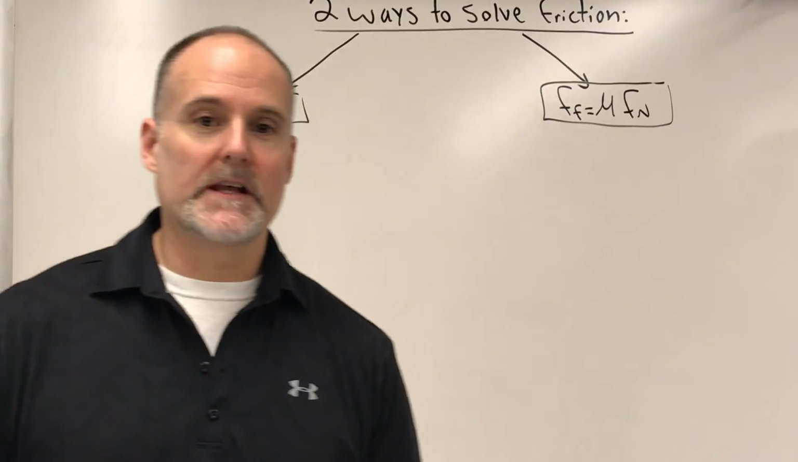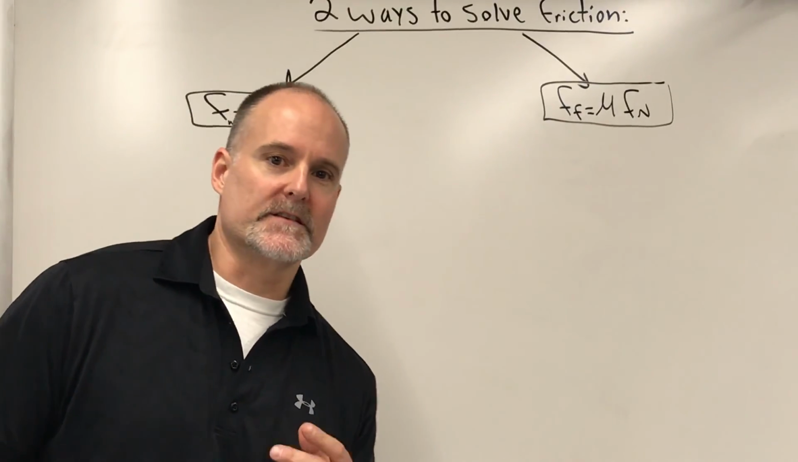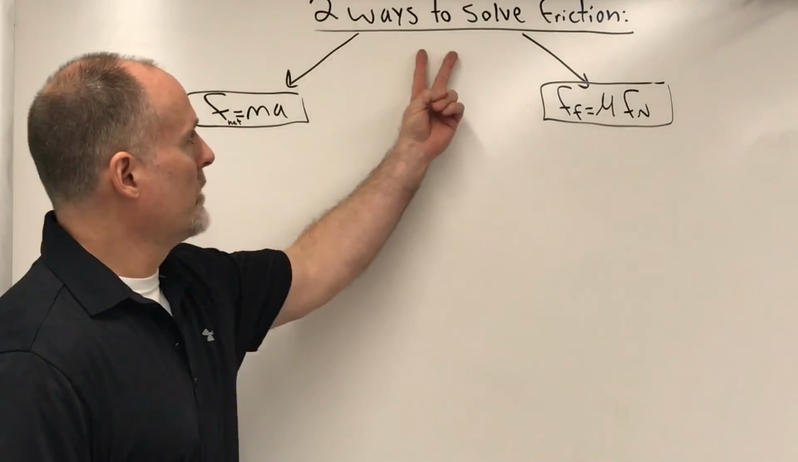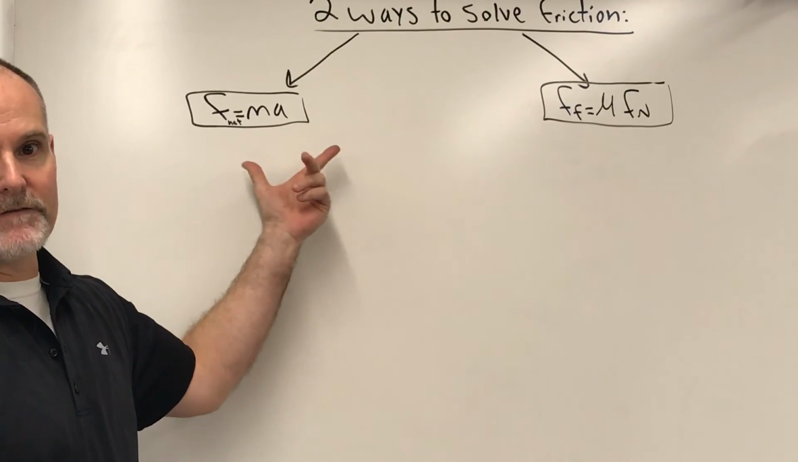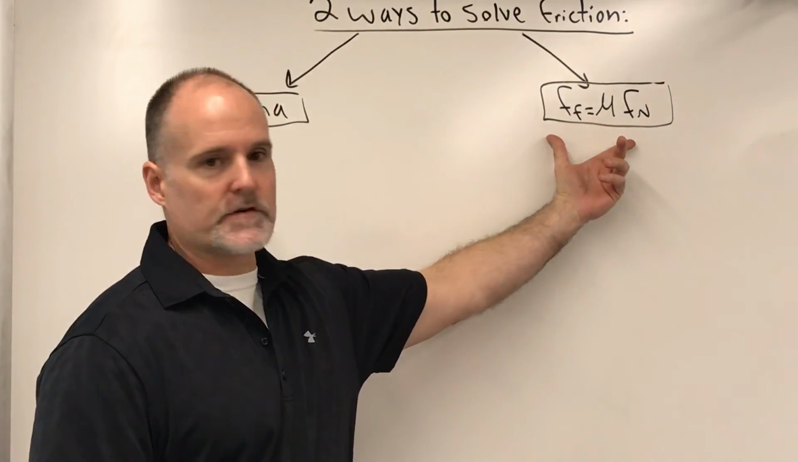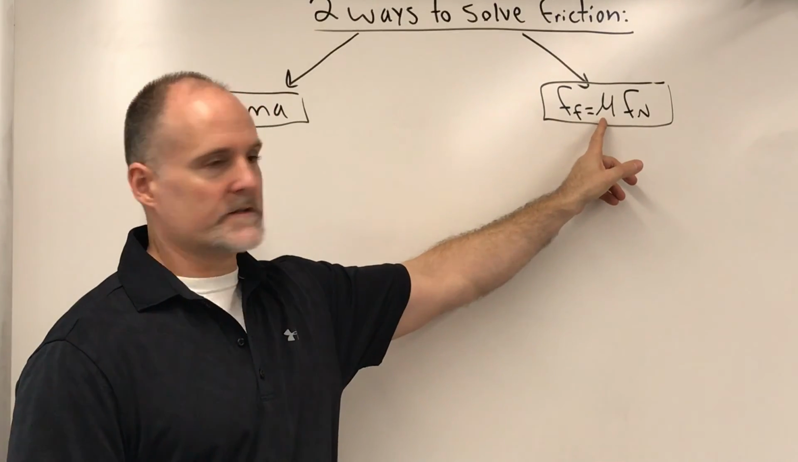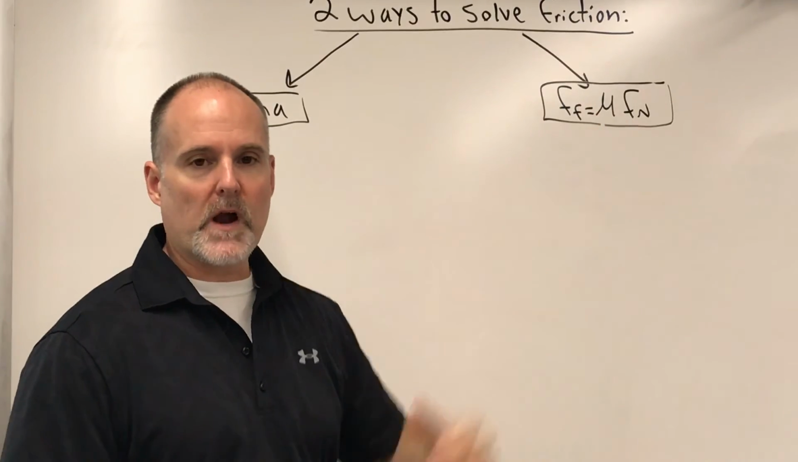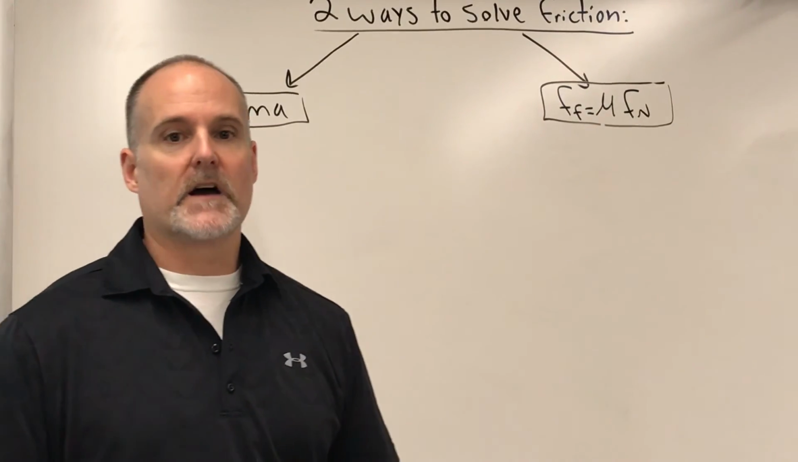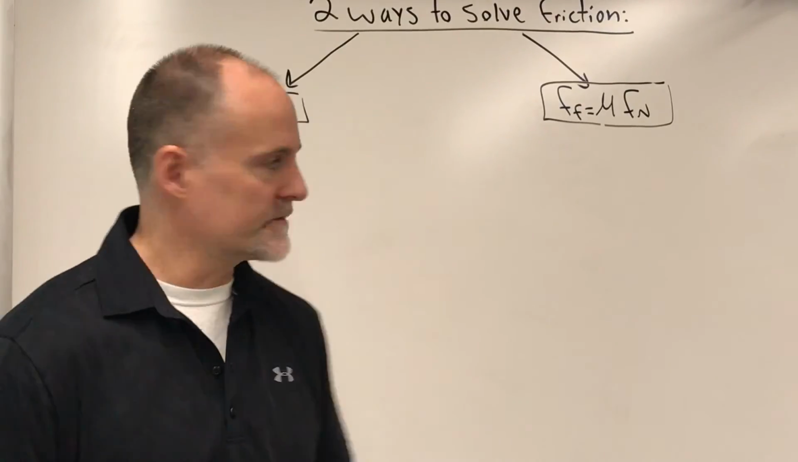Today we're going to have a lesson on friction. Recall that there's two ways to solve friction. One is using F net equals ma, and the other formula is frictional force is equal to mu times the normal force. Recall that mu is the coefficient of friction. So the product of the coefficient of friction times the normal force will give you your frictional force in newtons.